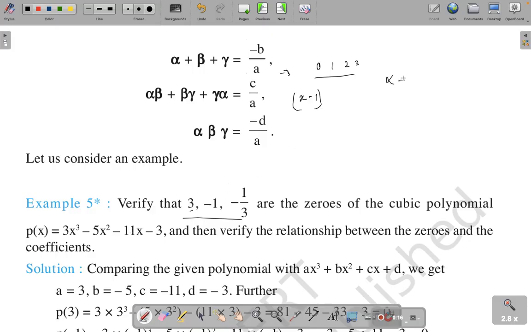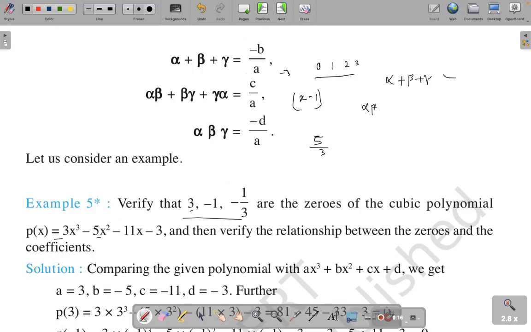So you take the sum of roots, alpha plus beta plus gamma. So this will be 3 minus 1 minus 1 upon 3. If you add that, this will be 2, 2 minus 1 upon 3, 6 minus 1 is 5 upon 3. And minus b upon a is also 5 upon 3. So this you will verify.